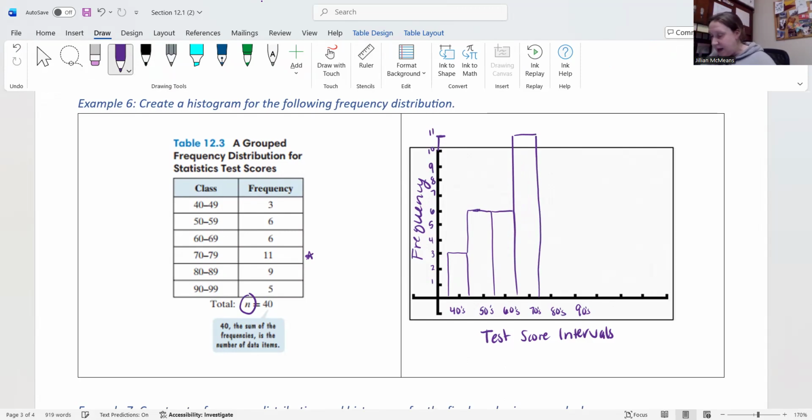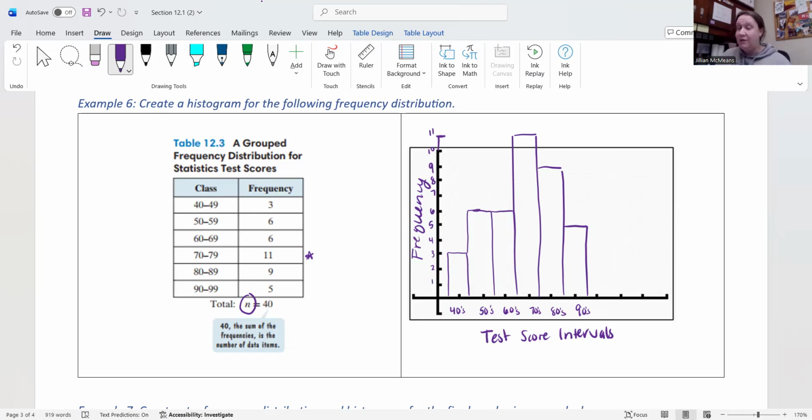And then let's see, in the 80s, we had 9 test scores in the 80s. And then we had 5 test scores in the 90s. And there's our frequency distribution. So you can see it's just a visual representation of what's happening in that frequency distribution.